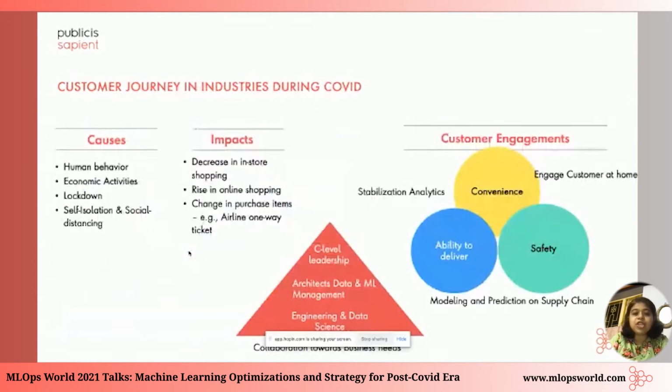Now, with the consumer change, what we have to see is what's the journey in the industries during COVID? What are the causes? So we talk about causes. First and foremost, we will come across human behavior, the economic activities that are going on in the current city or country from where they are purchasing the items, the lockdown, the self-isolation or social distancing rules. And this has reduced the number of in-store shopping or a significant increase in online shopping.